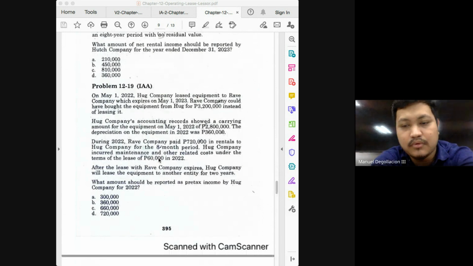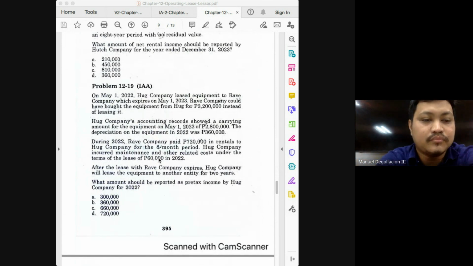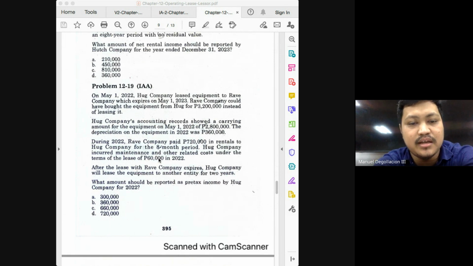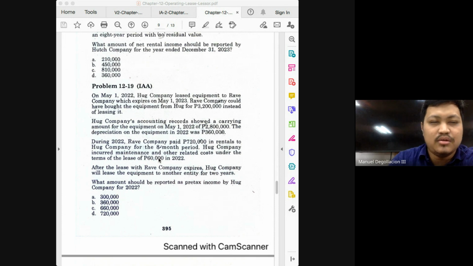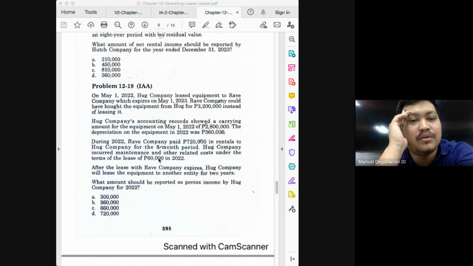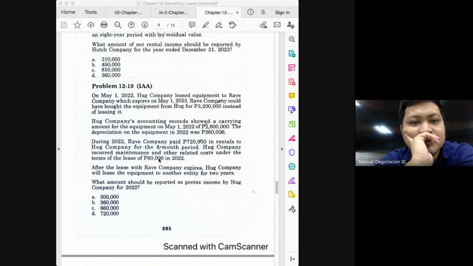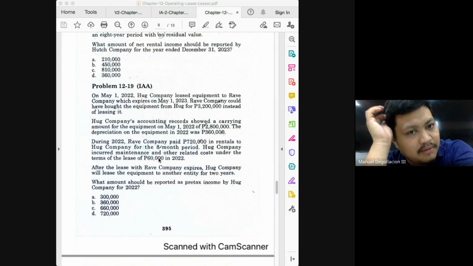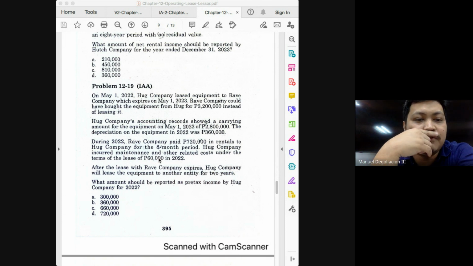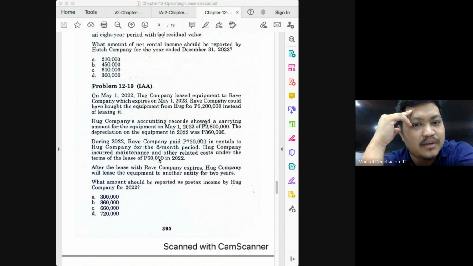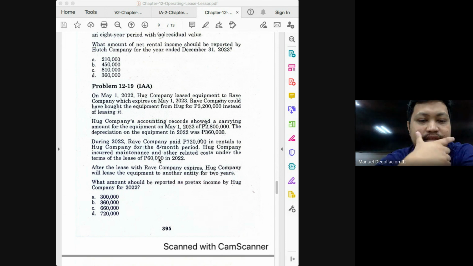12-19. What amount should be reported as pre-tax income by the company for 2022? The company leased an equipment to the lessee which expires on May 1, 2023. So that means this is good for 1 year. The company could have bought the equipment from HUG for 3,200,000 instead of leasing it. HUG company's accounting record showed a carrying amount for the equipment on May 1, 2022 of 2,800,000. The depreciation of the equipment in 2022 was 360.